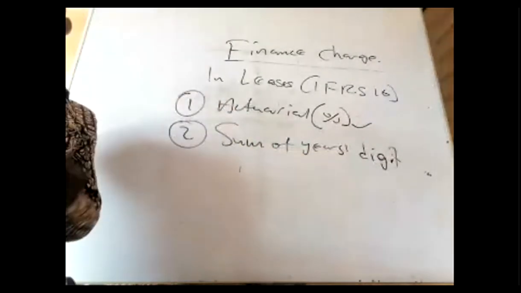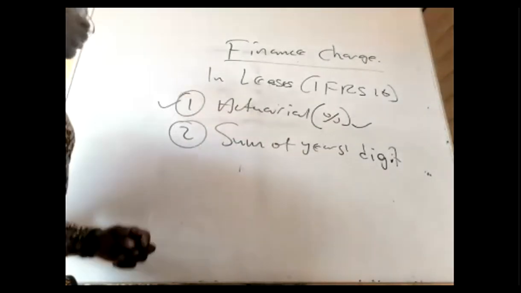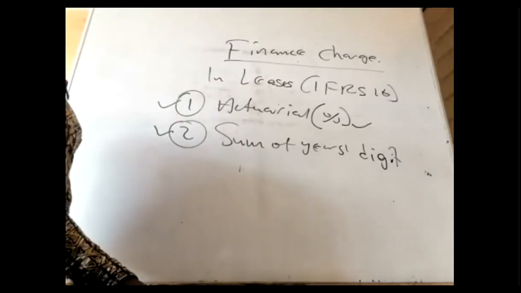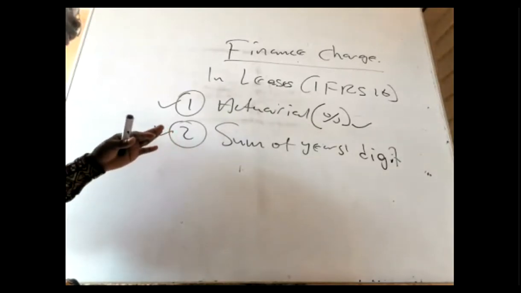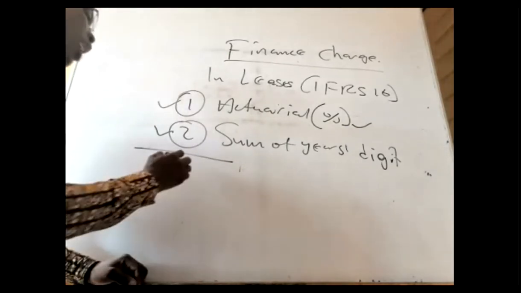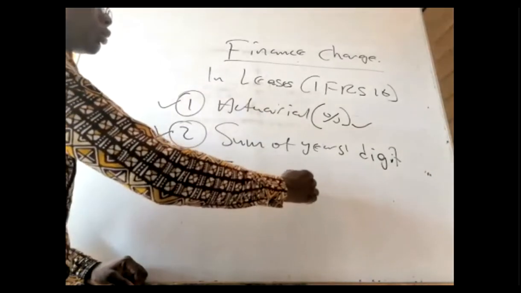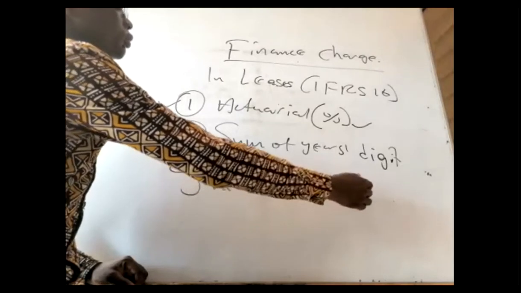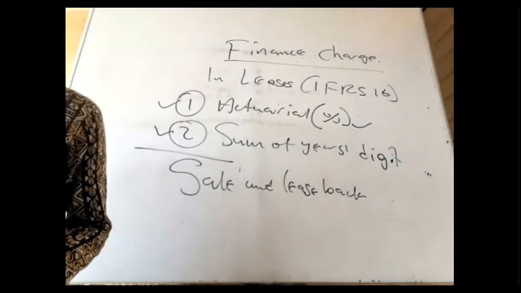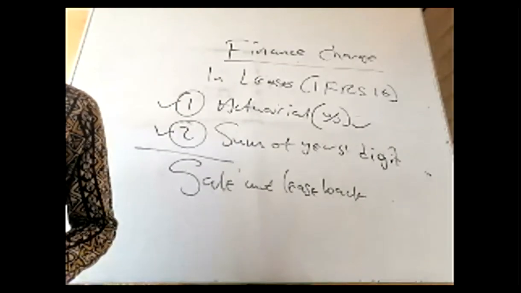So I'll pick one question right away. We'll solve it under the actuarial method. Finish, then solve it under sum of years digit. And that is the end of the section. Then we go to sale and leaseback transactions, how to treat sale and leaseback transactions. That is all. Okay, so let's pick our first question or illustration.